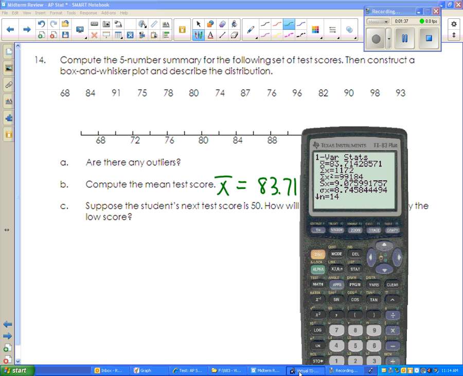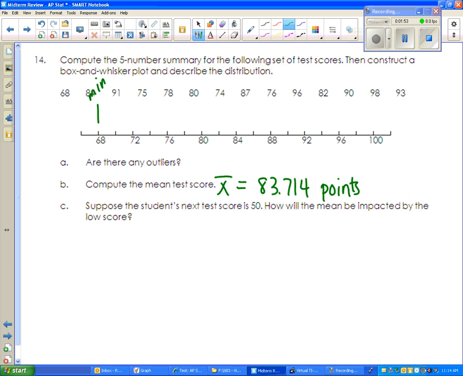If you continue to scroll down, you'll actually see your 5-number summary. So you'll see the minimum, the quartile 1, the median, the quartile 3, and the maximum values, and you can use those values to construct your box and whisker plot. So 68 is my min. I've got 76 as my Q1. 83 is my median. 91 is my upper quartile, and my max is 98.